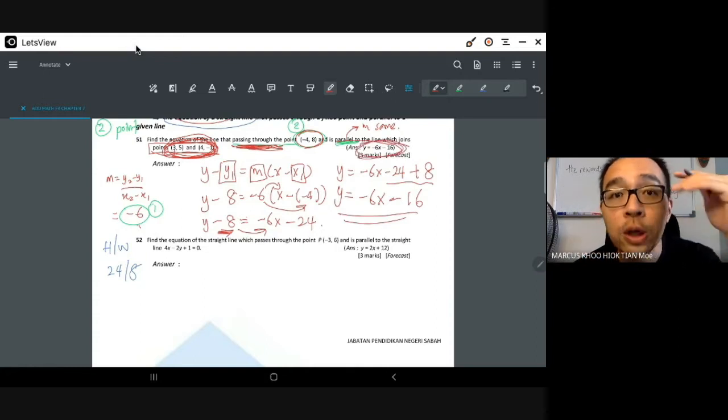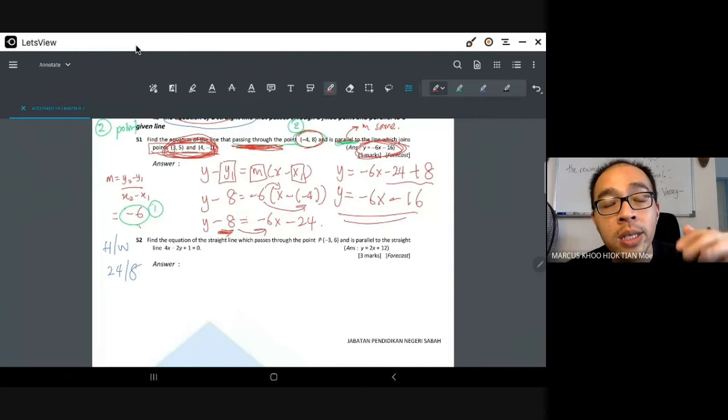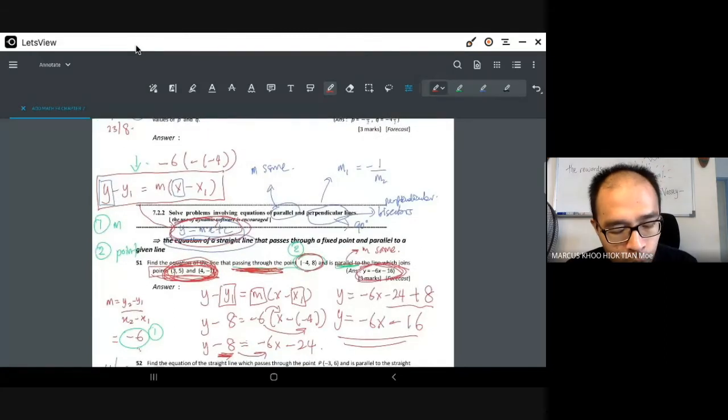So the equation of a straight line is always y equals mx plus c. But how we get y equals mx plus c is, number one, we must know what the gradient is. Number two, we must look for a point, a coordinate that is on the line that we want. And then number three, we substitute it in these three places, and then we rearrange until we get y equals mx plus c.